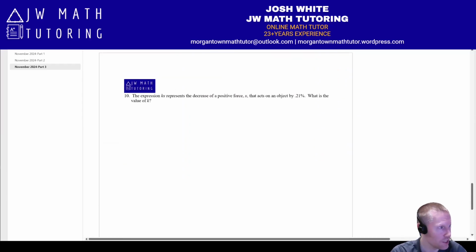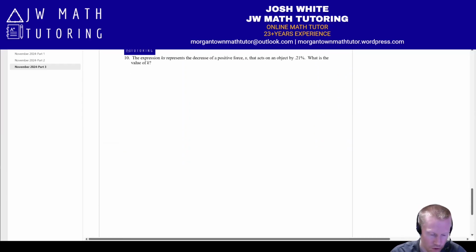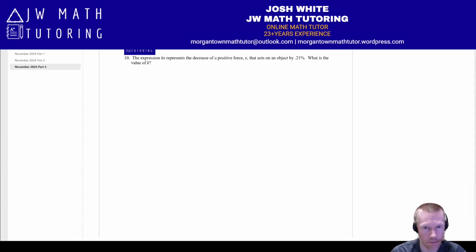All right, the last question here. You're told that you have an expression kx that represents the decrease of a positive force, whatever, that doesn't matter for the problem, that acts on an object by 0.21%, and it wants to know what's the value of k. So in other words, this kx is equivalent to a decrease by 0.21%. What that really means is you are decreasing it by, in decimal terms, 0.0021.